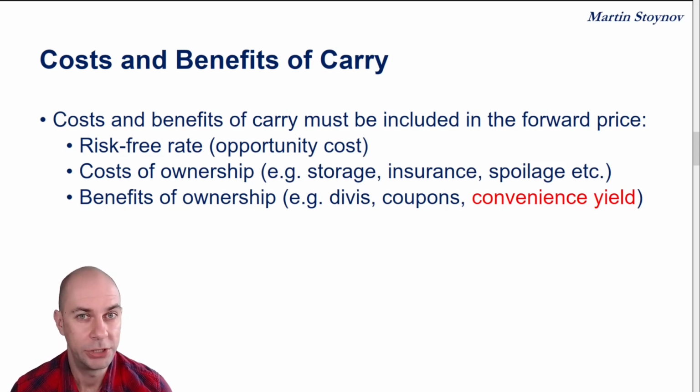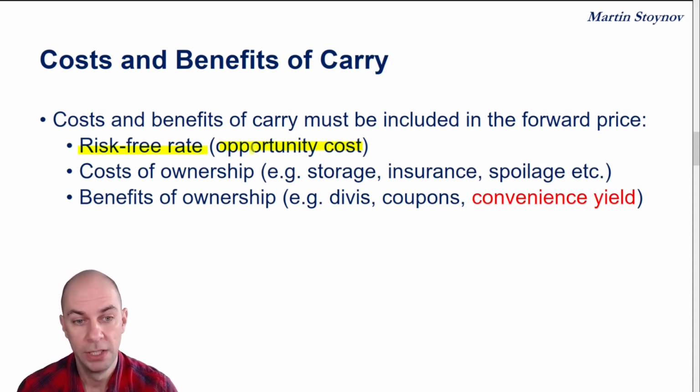Next, we are ready to incorporate additional costs and benefits of carry into our cost of carry model. So let's just go over all of them. We've already worked with the risk-free rate, which we know is an opportunity cost. Once again, if you want to own the physical asset, you either have to borrow the money or you have to withdraw the money from some sort of savings or investments account. So the risk-free rate is acting as the opportunity cost of physical ownership.